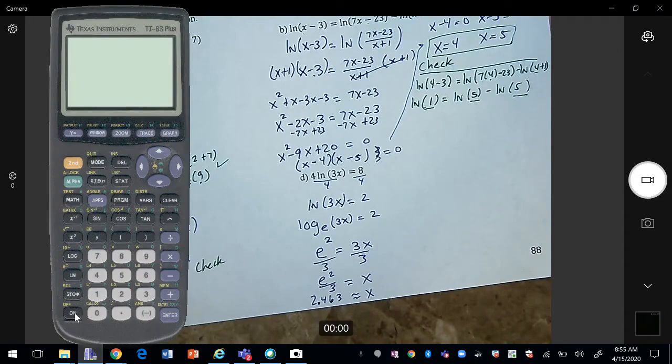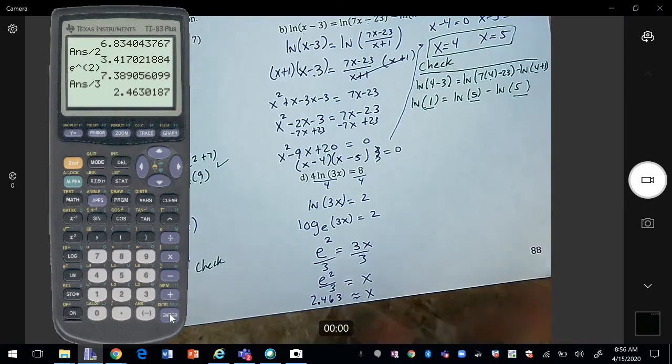If I enter it on the calculator, I get second e raised to the power of 2, and I'm going to divide that by 3. And so we get 2.463.